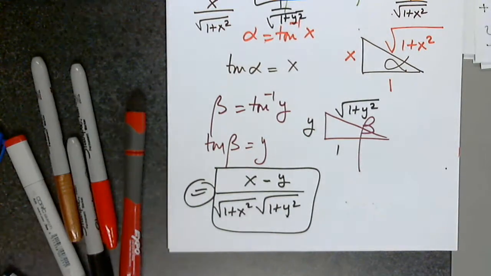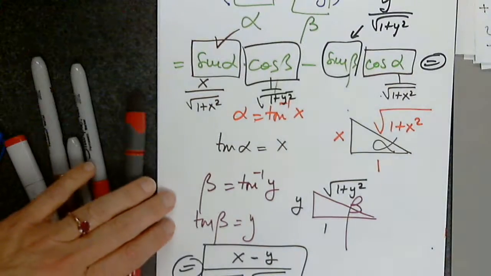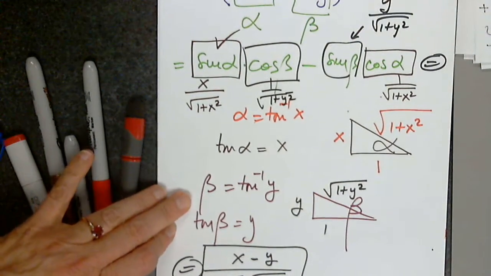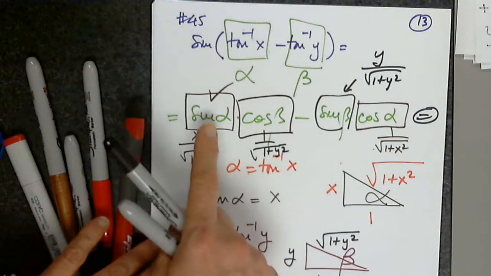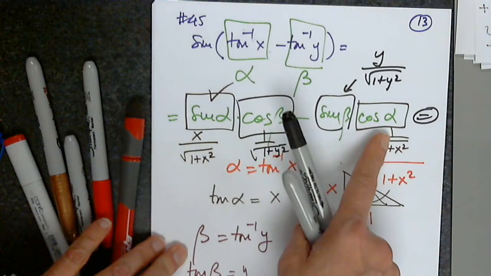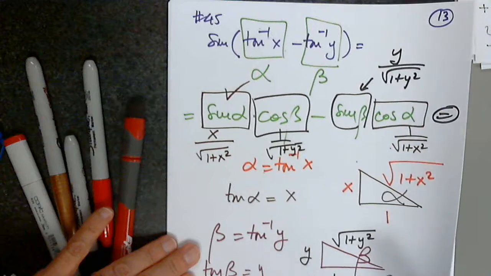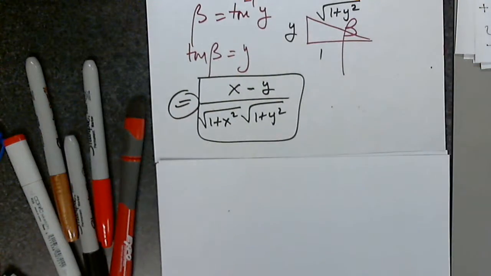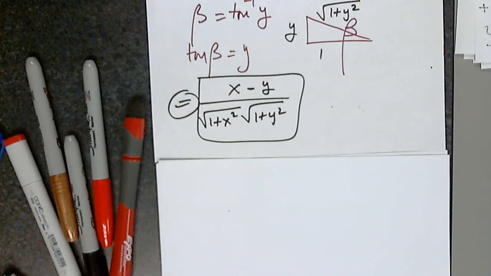Okay. Ready? So I have a question with that. The formula for sine, that's the one we use for this problem, correct? Yes. Sine alpha minus beta is sine alpha cosine beta minus sine beta cosine alpha. Any questions so far?